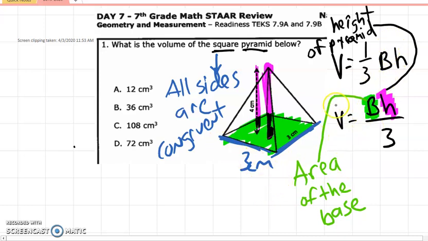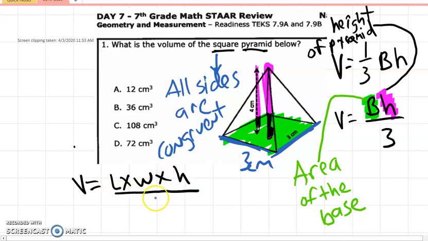In 6th grade, you learn that if the capital B is the area of the base, well, that's a square or a rectangle, and you learn that as just being length times width. So then this whole equation can be written like this. Volume equals length times width times height divided by 3. So just remember what the height is. This represents the height of the pyramid. The length and width represent the area of the base. Just solve it.